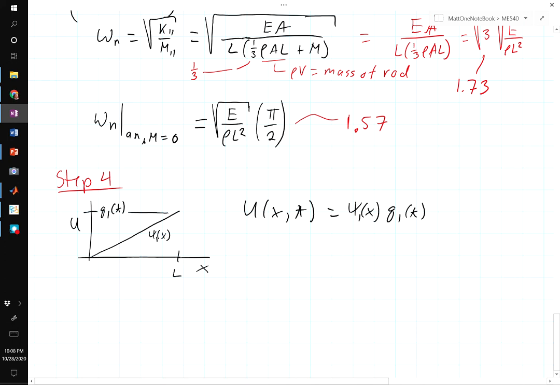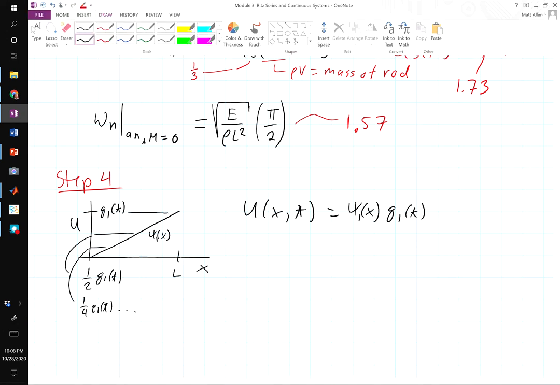And every other point will have some fraction of that. So in the middle, we'd have 1/2 q1 of t, right? If we went to the 4th point, we get 1/4 q1 of t, and so on. But this basically tells us how every point in the structure is moving, and gives us that approximation.